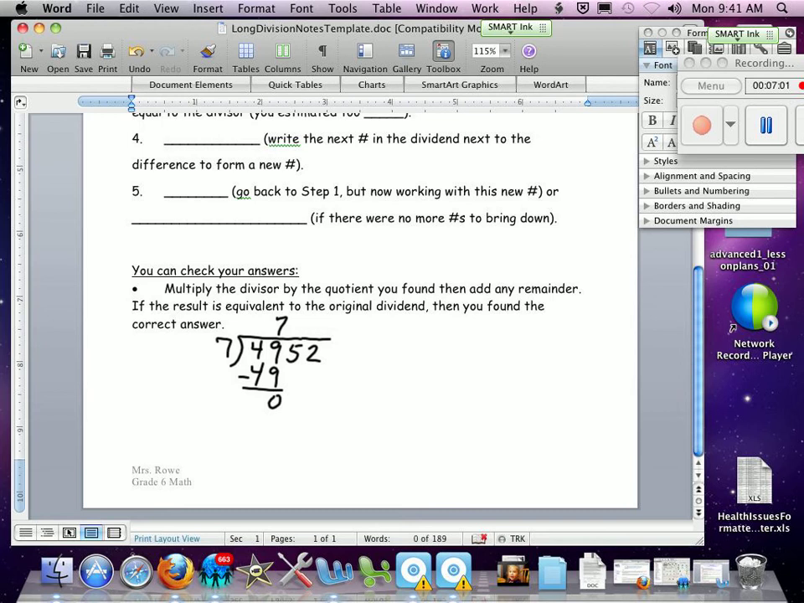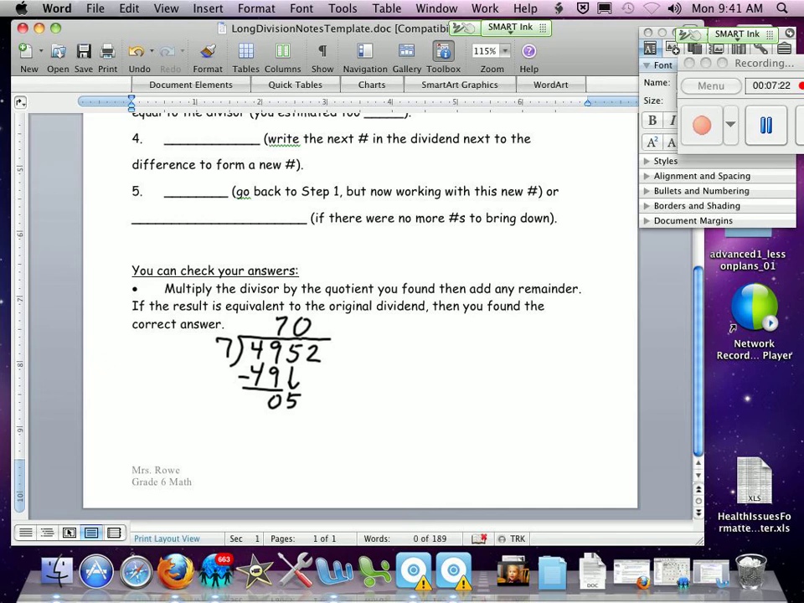So what number are we going to be dealing with next? 5. We just bring down the single digit 5. And now we can repeat the process. So Dad tells us to divide. How many times does 7 go into 5? 0 times. We do have to write this 0.